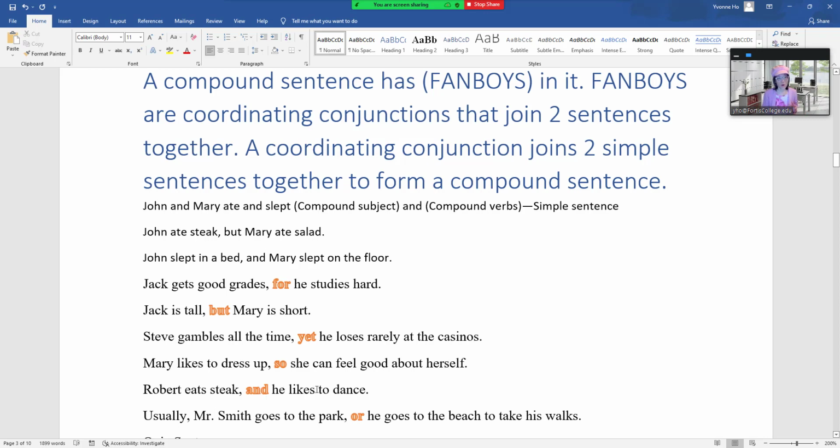Steve gambles all the time. So that's one independent clause. Then comma, yet he loses rarely at the casinos. So you have a comma before the yet. Mary likes to dress up, comma, so she can feel good about herself. Robert eats steak, comma, and he likes to dance.